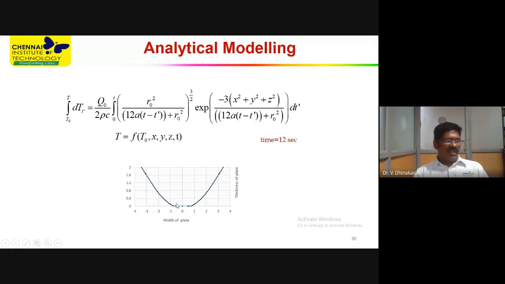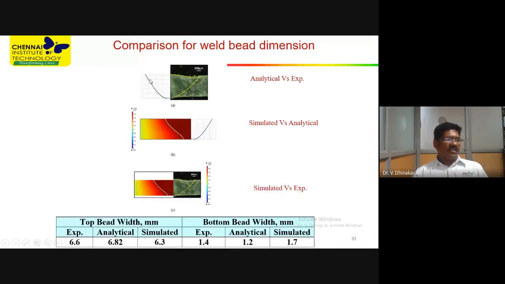See, the temperature is predicted. This is one plate, and this is another plate. The temperature is predicted as we have predicted from the experiment, as we have predicted from the simulation. Okay, see, so we are correctly able to get this. In the experiment, the top weld width is 6.6 mm, and analytically we found 6.82, and simulated we found 6.3. And the bottom width is found at 1.4 through experimentation, calculated as 1.2 and simulated as 1.7.